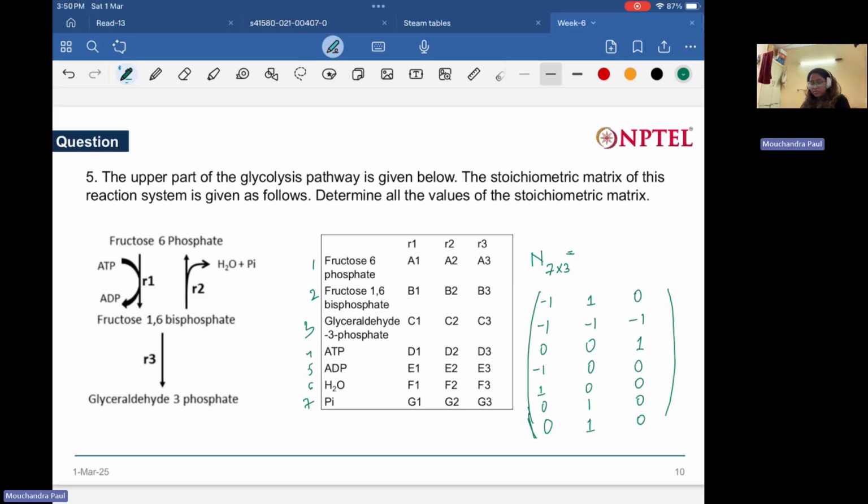So like this, your matrix would look like this, and you now have the values of A1, A2, A3 as -1, 1, 0, B1, B2, B3 as -1, -1, -1, and so on. All right.